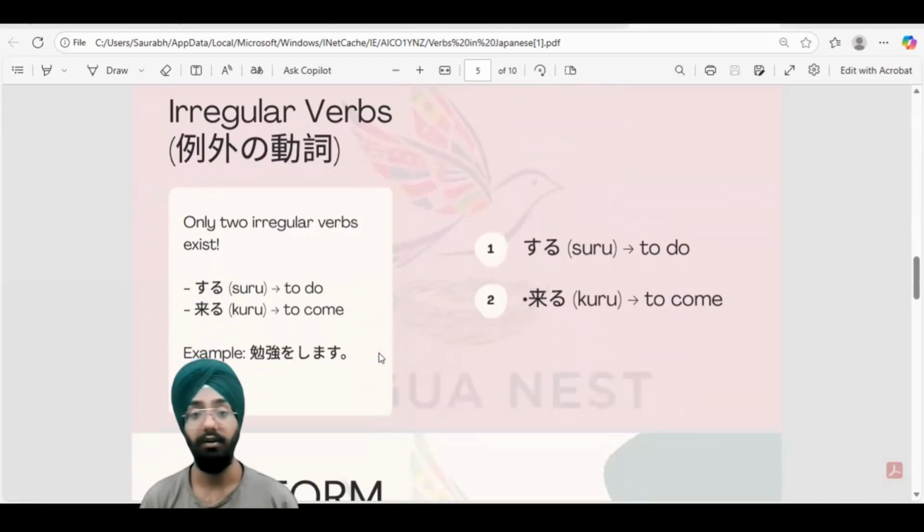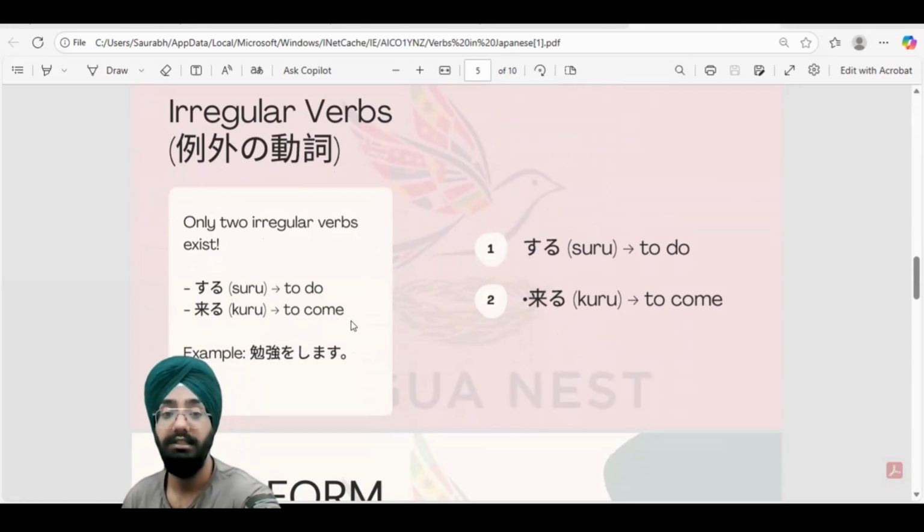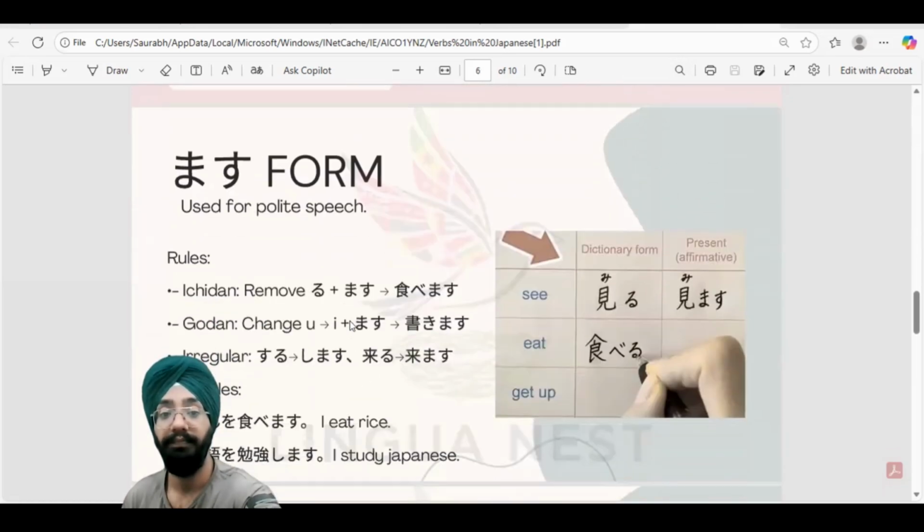Next are irregular verbs. We have two exceptional irregular verbs, and their conjugation differs according to the pattern. First is suru, to do, and second is kuru, to come. Okay. Next, the masu form.